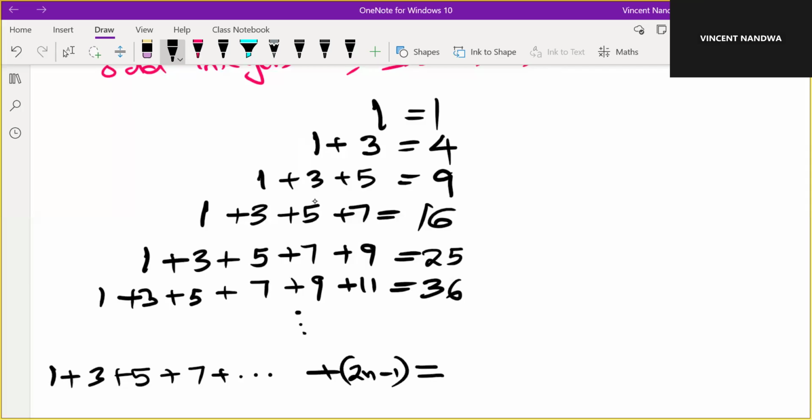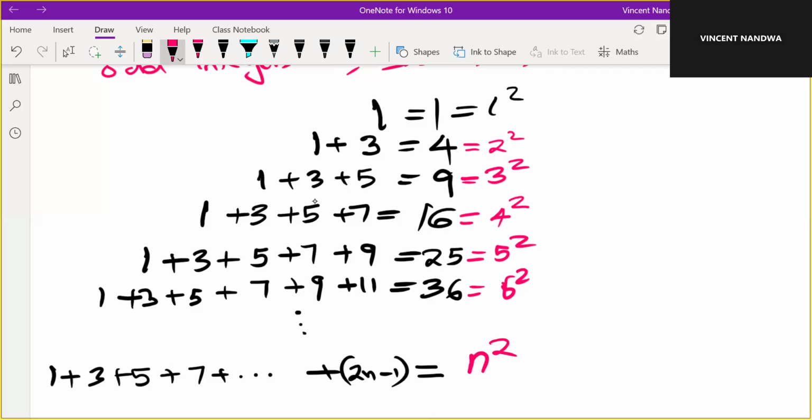They are square numbers. Like when you only have one term, the answer is 1, so 1 can be written as 1 squared. Okay? And then when you have the sum of the first 2, the answer is 4, and 4 can be written as 2 squared. Then when we have the sum of the first 3, the answer is 9, so this is the same as 3 squared. Sum of the first 4, the answer is 16, which can be written as 4 squared. And then this is 5 squared. This is 6 squared. So this being the first n terms, then we can guess that the answer to this will be n squared.